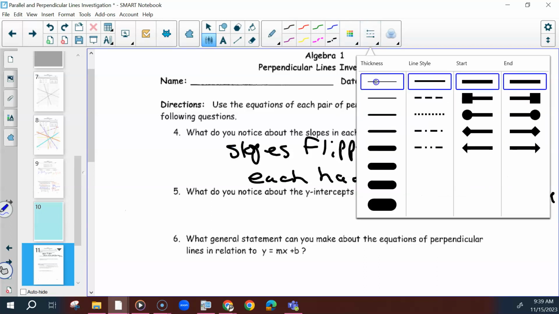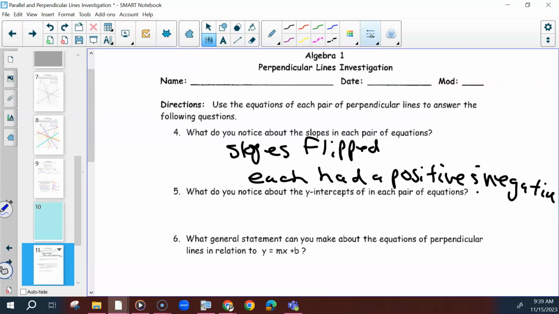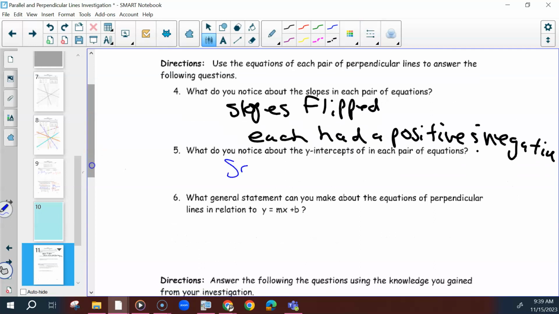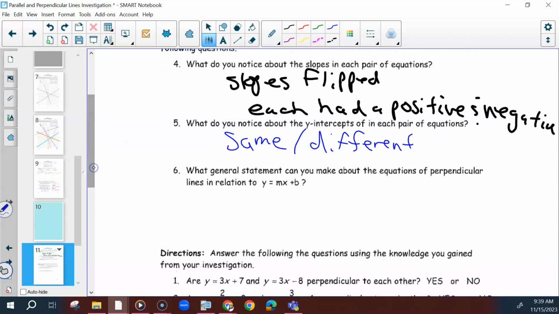Right, and then what about the y-intercepts? What did you find about them? They're different, but it didn't matter. So if we were to make a general statement, we would say that perpendicular lines have to have a slope that's flipped. One has to be positive, one has to be negative, and the y-intercepts can be the same or different.